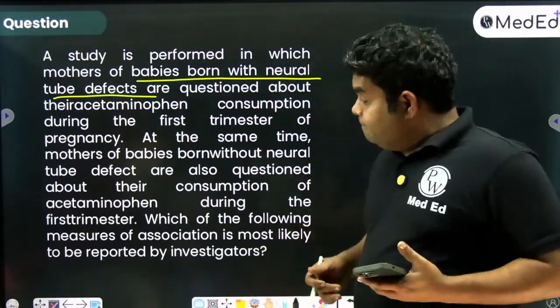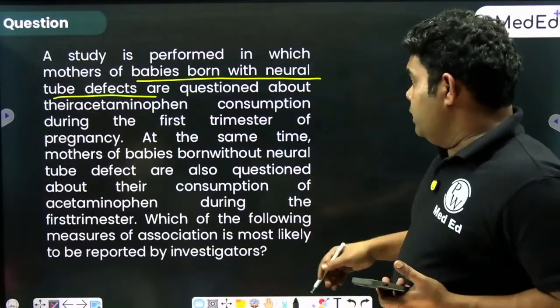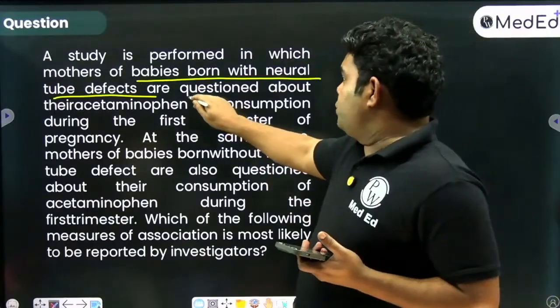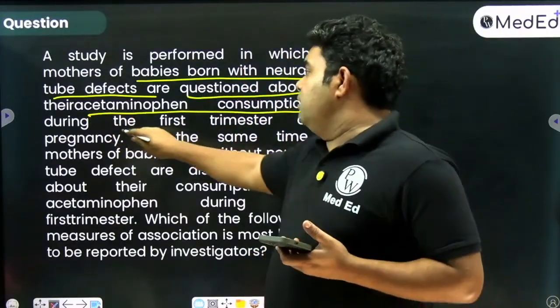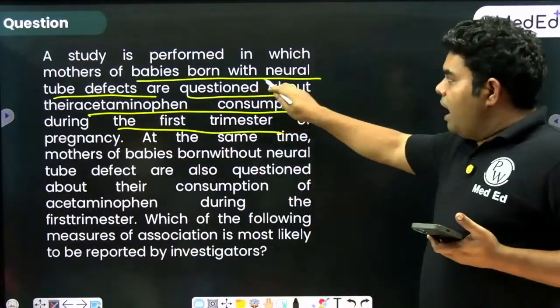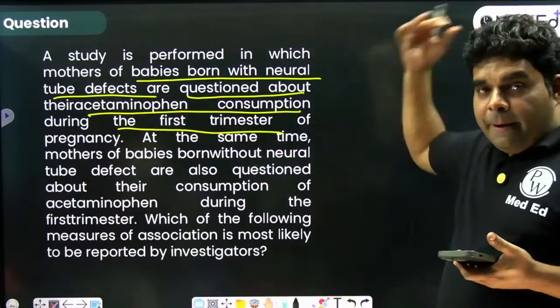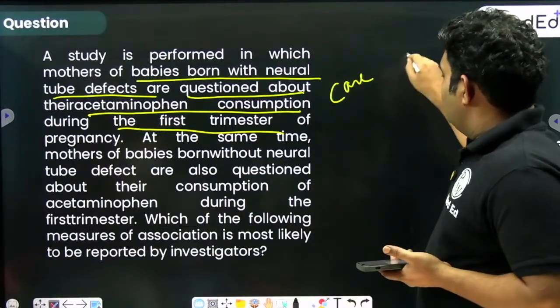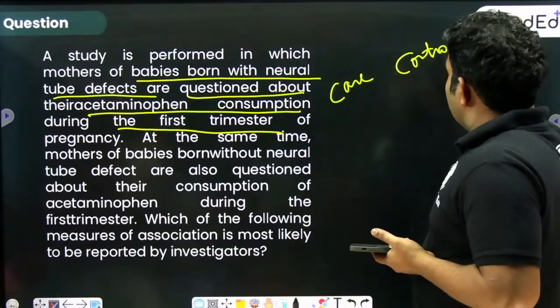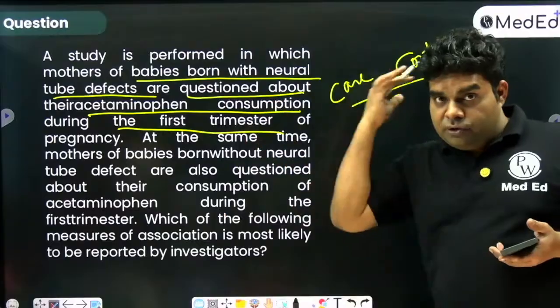So here, how did we come to know about it? We ask a question about acetaminophen consumption in the first trimester. And when we are asking a question about the past, which type of study is it? It is case control study. Only in case control, we ask questions about the past.